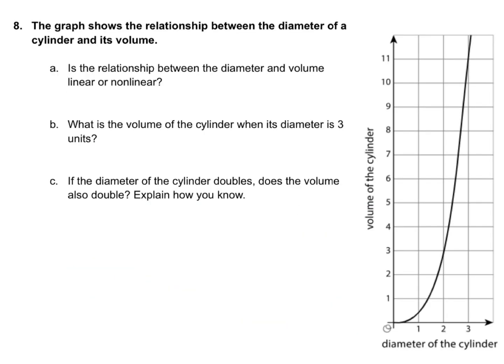For number 8, we're looking at this graph to look at the relationship between the diameter and the volume. And the first question says, is the relationship between the diameter and volume linear or nonlinear? Well, it curves. So if it shows a curve, then it's non-linear. Linear would show a straight line.